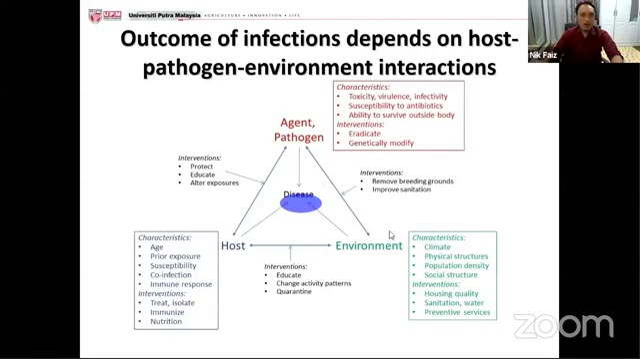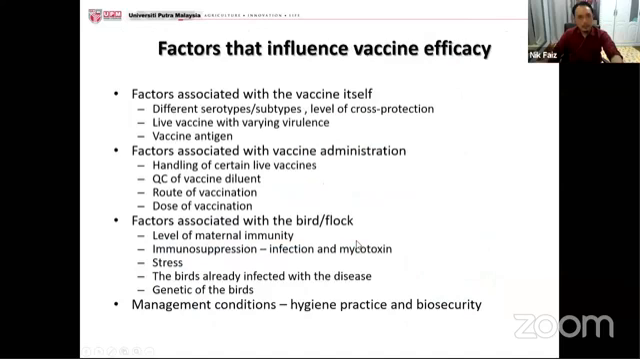So the outcome of infections, how infection develops, usually comes from the hosts, whether the hosts are healthy enough, or there are a lot of factors with the host, the agent, as well as the environment. So what could influence the vaccine efficacy? First is the factors associated with the vaccine itself.